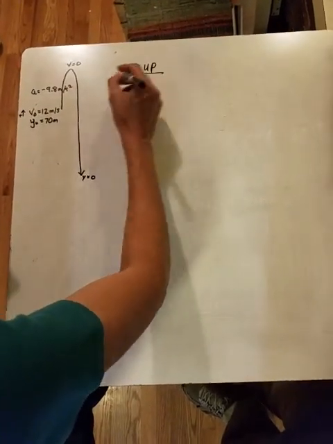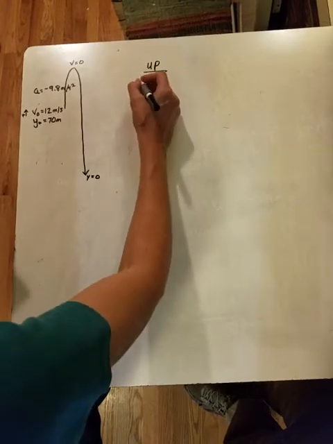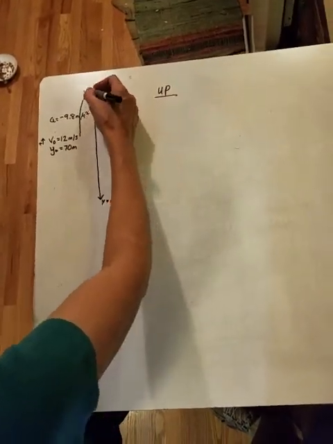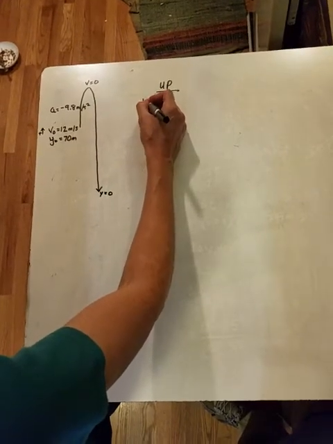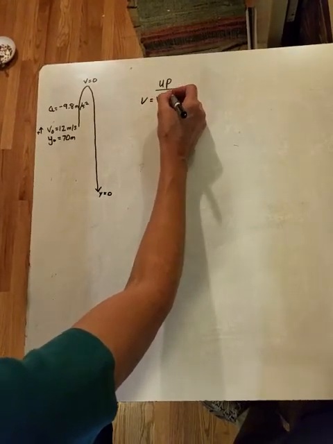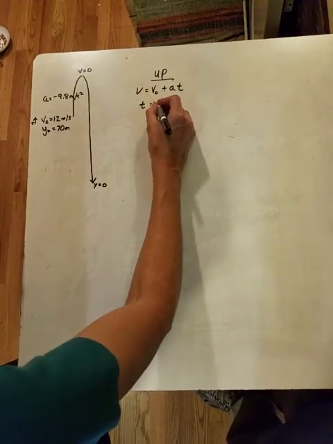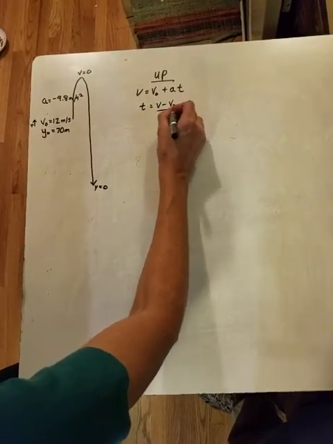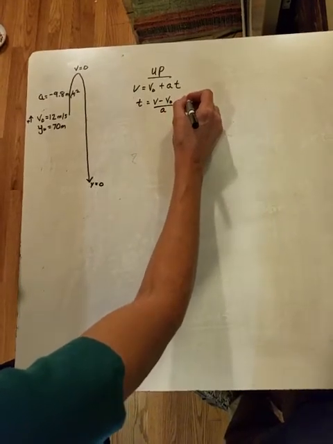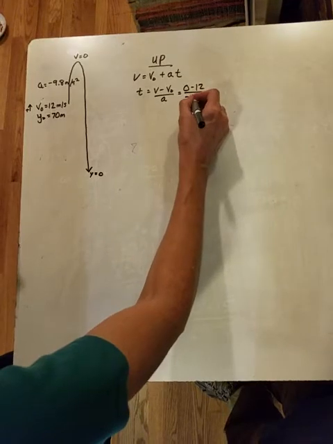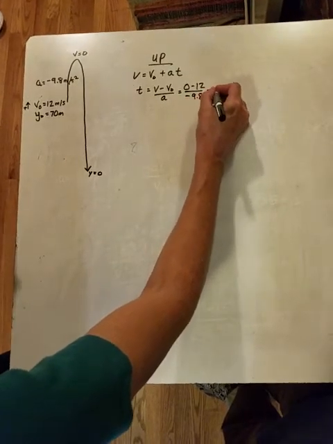So up, just looking at this part here, we know the initial speed, we know the acceleration, we know the final speed, so we can find the time. Solving for t, that's going to be v minus v0 over a. So that's going to be 0 minus 12 over negative 9.8, which is going to give us 1.2 seconds.